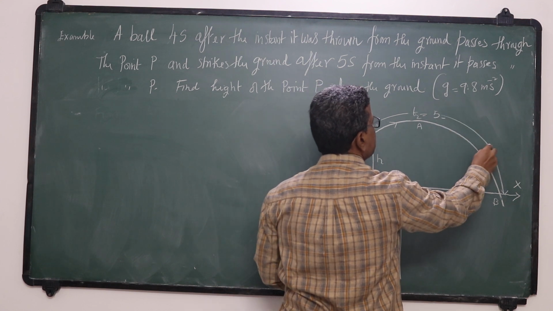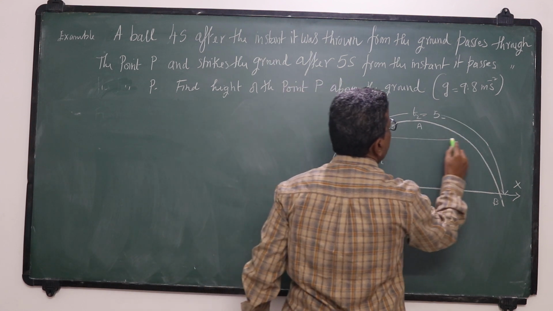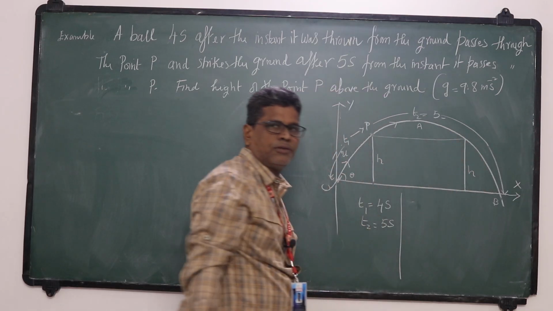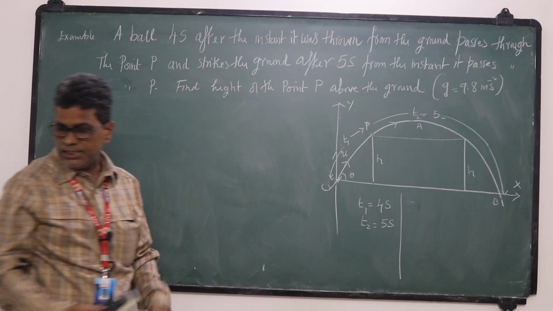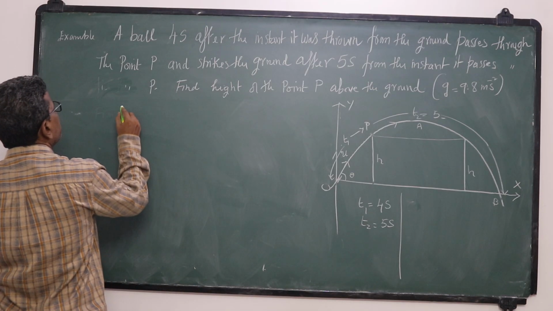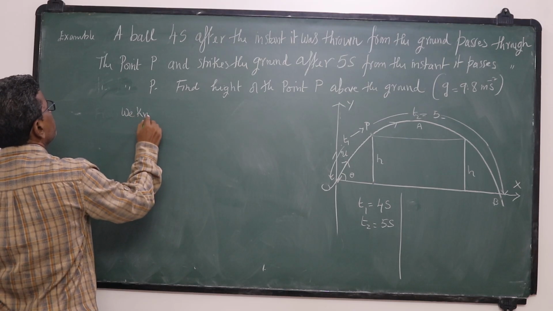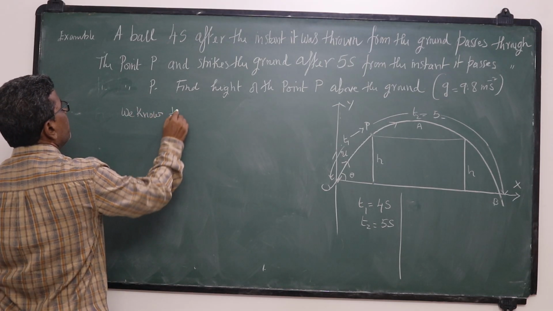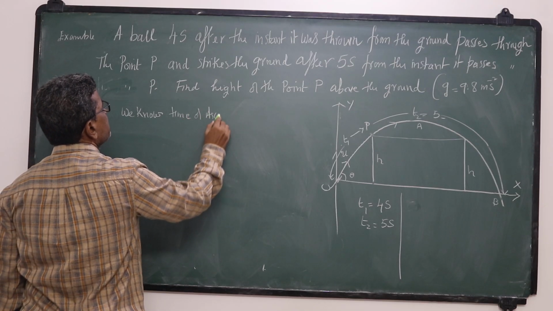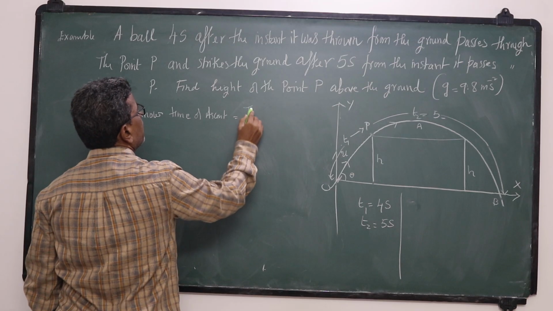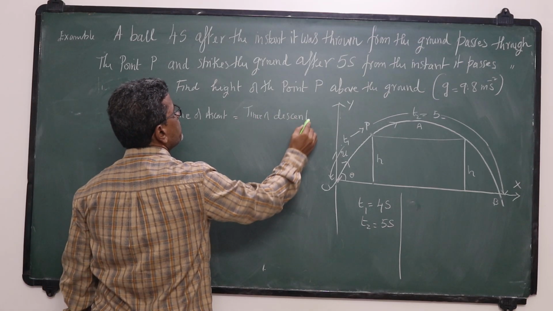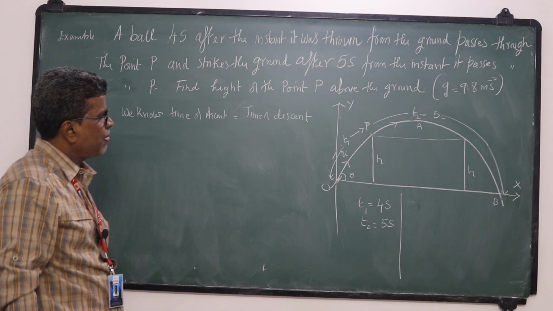This is 5 seconds. Suppose you take the same height h here. Since the time of ascent is equal to the time of descent, we know that time of ascent is equal to time of descent if air resistance is neglected.